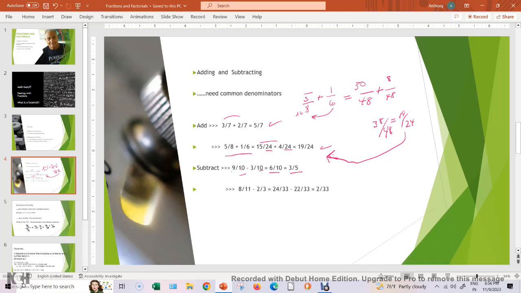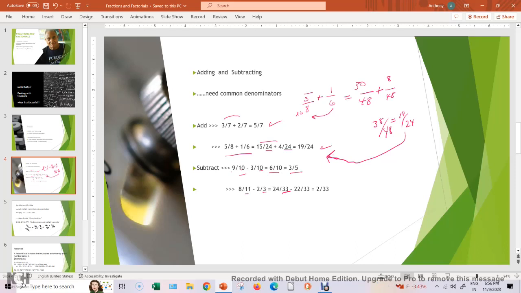Easy. However, when you subtract fractions that have different denominators, 8 over 11 minus 2 over 3, once again, we have to come up with a common denominator. In this case, 3 times 11 will be 33. How do you go from 11 to 33? We multiply this bottom by 3. That means we have to multiply the top by 3 also.